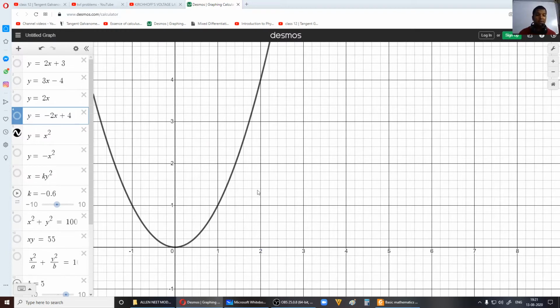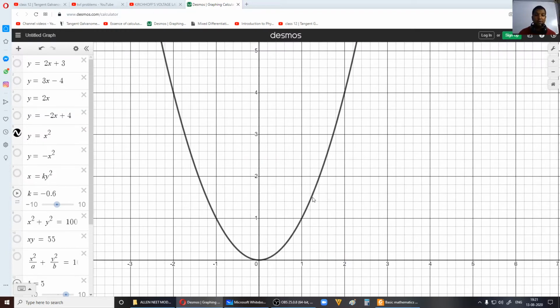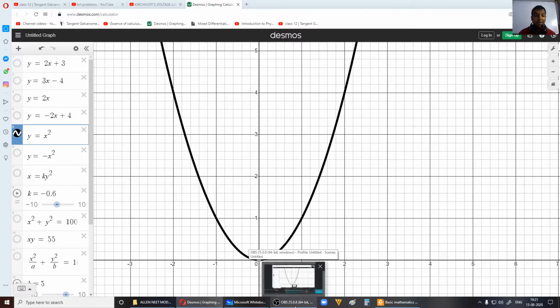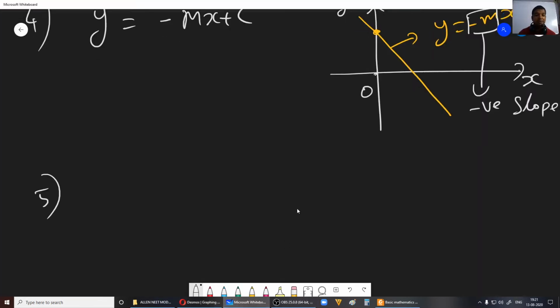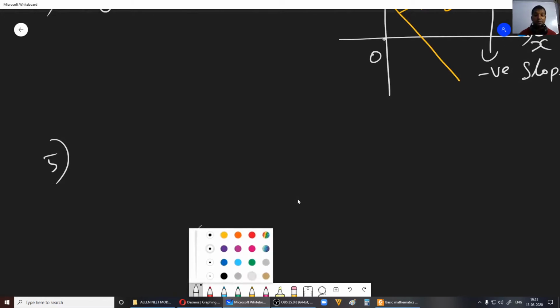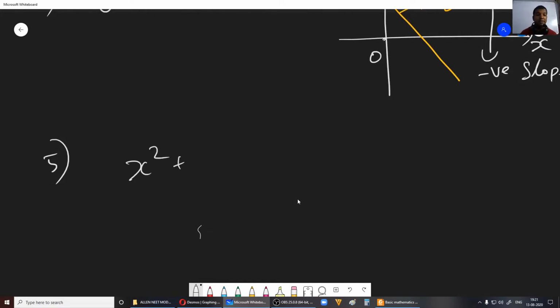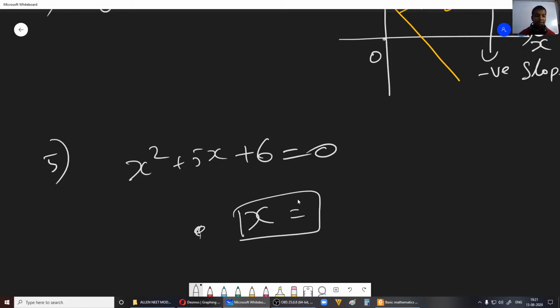Now the next one, you are all familiar with this. y is equal to x square. We call this the equation of a parabola, right? In your 10th standard also you have studied. When you have the equation x square plus 5x plus 6 is equal to 0, you will get 2 values for x, right? Those are called the zeros of the parabola, correct? I hope you know that.